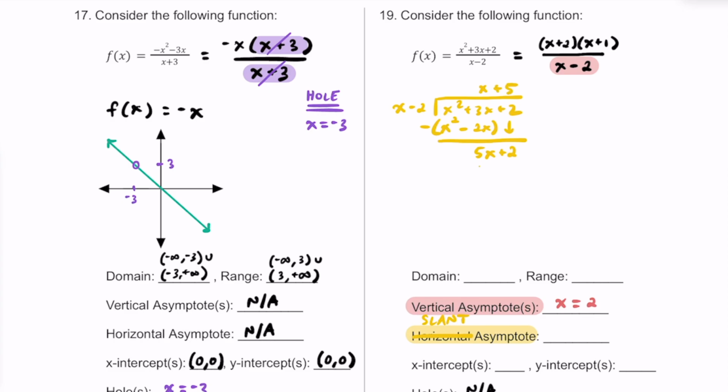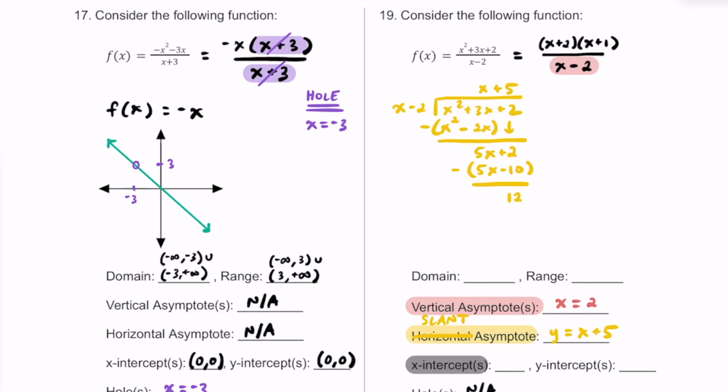So 5 times x is going to be 5x. 5 times negative 2 is negative 10. Give this a hug and subtract. The 5x's cancel out here, and then 2 minus negative 10 is going to be a positive 12. So the remainder here is insignificant. However, we know the slant asymptote equation is going to be y is equal to x plus 5, which is really just what we had in the quotient there, this x plus 5. So this is insignificant over here. You just need to know what's on top for the equation of that slant asymptote.